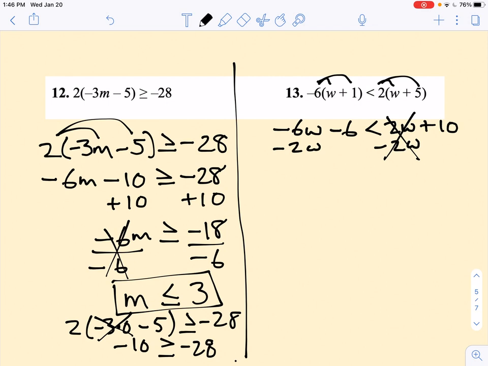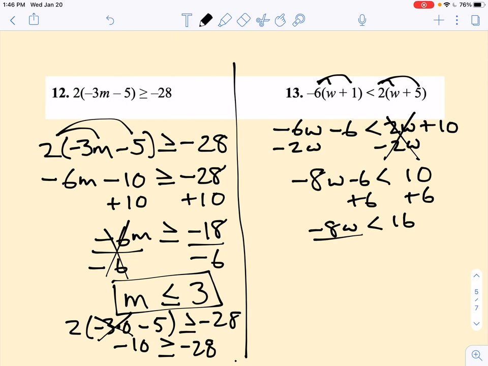So your w's go away on the right side, and then you get negative 8w minus 6 is less than or equal to 10. I'm going to add 6 to both sides to get this term with the variable by itself. So that's going to give me negative 8w is less than or equal to 16. And then I'll divide by negative 8. And now, because I'm dividing by negative 8, my answer is going to involve turning that sign around. So I flip the sign, and I get w is greater than or equal to negative 2. Nicely enough, 0 works in that solution set. So let's try this with 0.